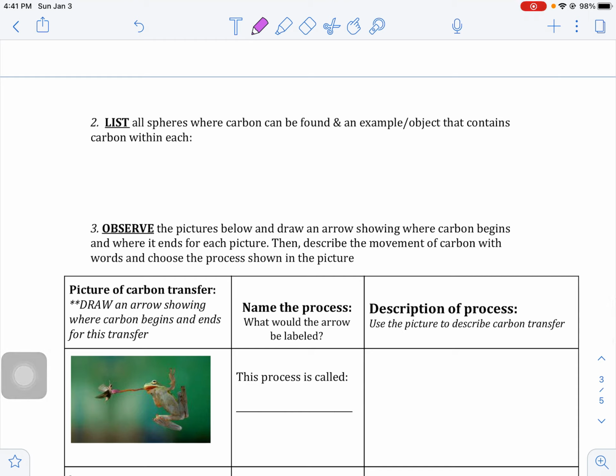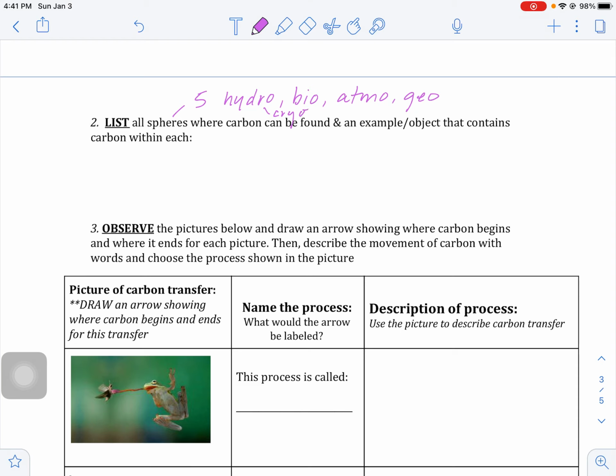Number 2, we're asking you to think back before winter break and list out what spheres we can find carbon in. So just a reminder, we talked about 5 spheres, right? We had the hydro, biosphere, atmosphere, and geosphere, and along with hydro, we also talked about the cryosphere.